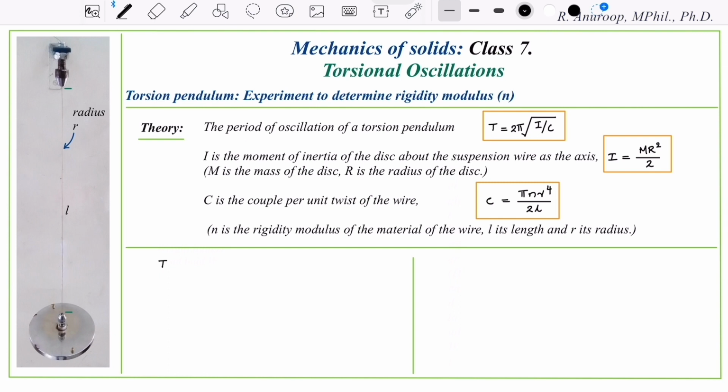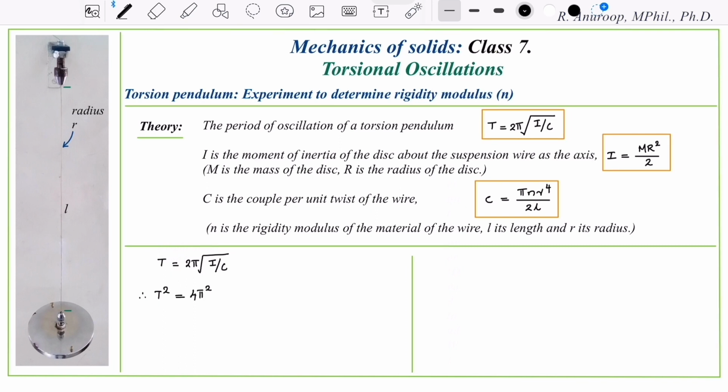First, let us write the expression for T. T is equal to 2 pi into root of I by C. Squaring, T square is equal to 4 pi square I by C. Let it be equation number 1. We have the couple per unit twist C is equal to pi n r raised to 4 divided by 2L. Let this be equation 2.